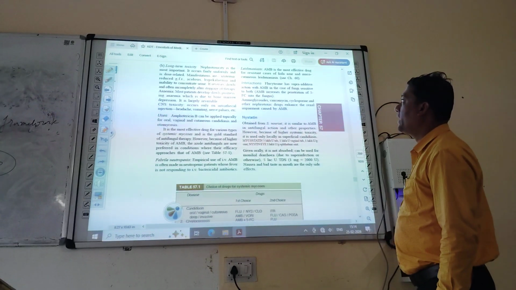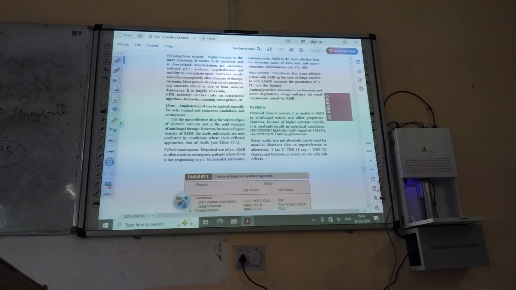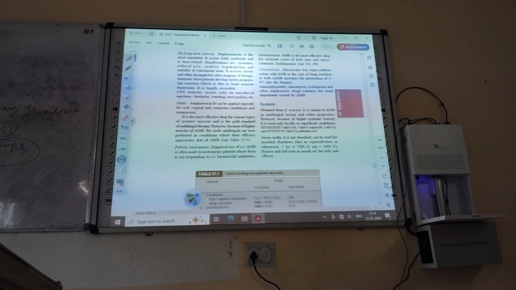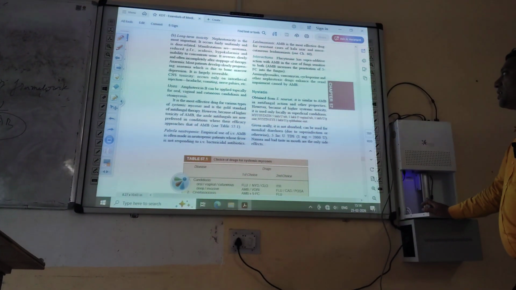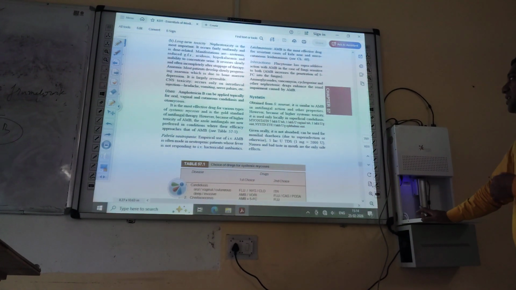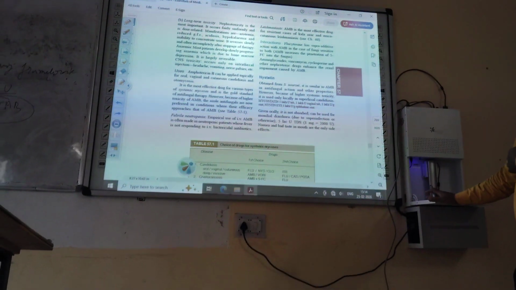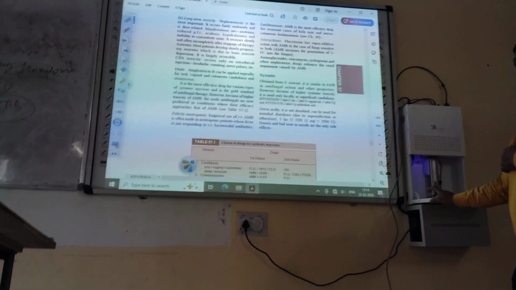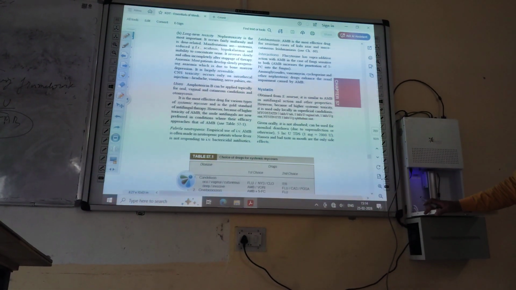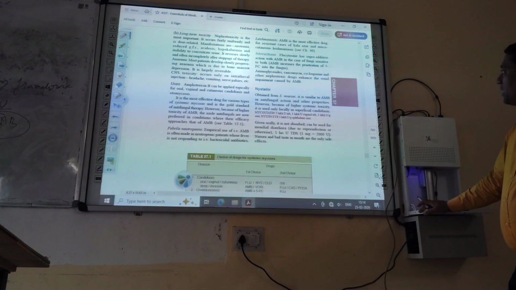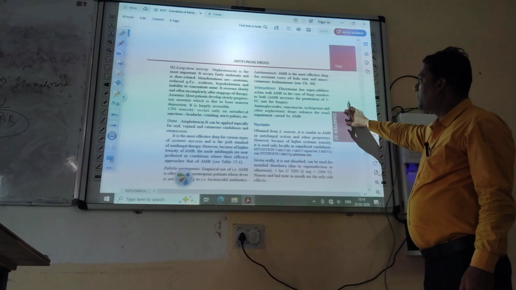Then the next antifungal drug, that is nystatin. It is obtained from S. noursei. Streptomyces, not Staphylococcus; so that is bacteria. S. noursei, it is similar to AMB in antifungal action. What is AMB? Antimicrobial agent.